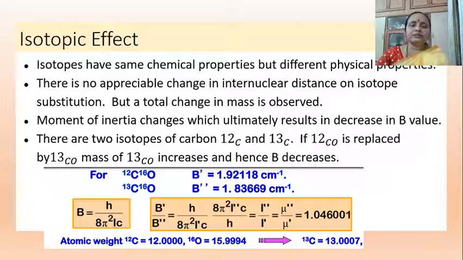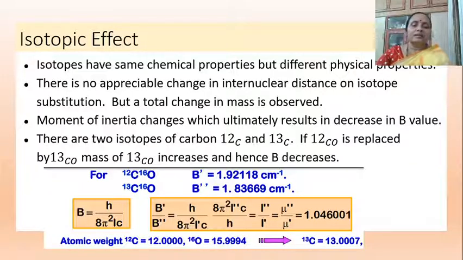There is no appreciable change in internuclear distance on isotope substitution, but a total change in mass is observed. The moment of inertia changes, which ultimately results in a decrease in the B value, as the moment of inertia depends on the atomic mass. So as the moment of inertia changes, there is going to be a decrease in B.